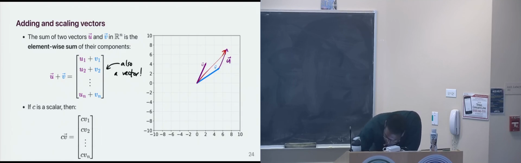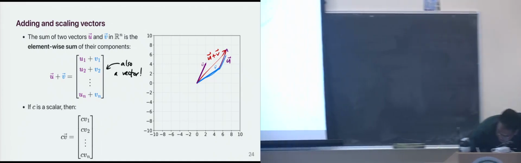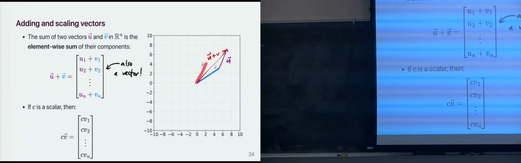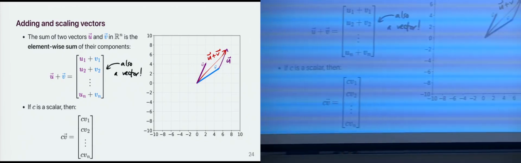I can connect u and v tip to tail and just go directly from the start of v to the end of u, like that. And the result is u plus v. I could have done it the other way by shifting v up here, and that would give me the same vector too. Do we agree? I could have gone this way or this way. And you can see u and v form this parallelogram, and the diagonal of the parallelogram is the sum of u and v.